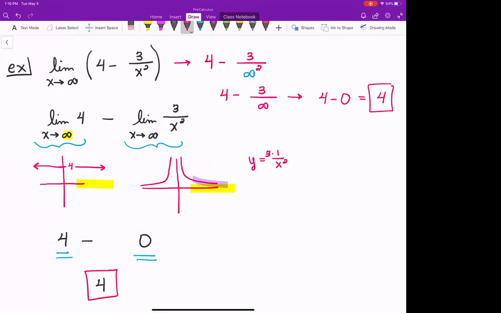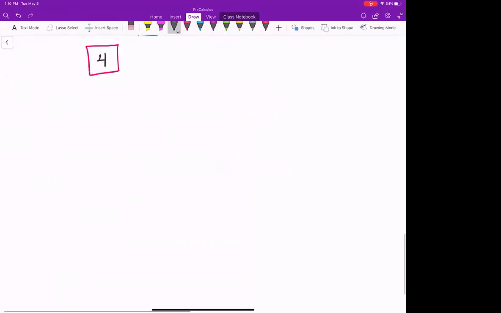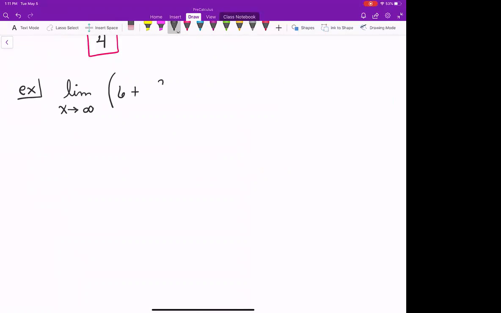All right, now your turn to try one. Evaluate the limit as x approaches infinity, or we could do negative infinity, doesn't really matter, of 6 plus 2 over x.